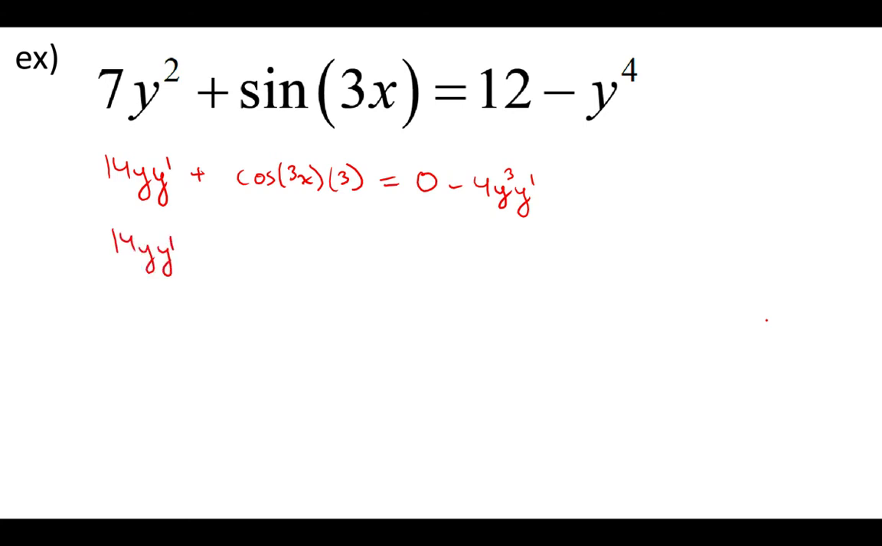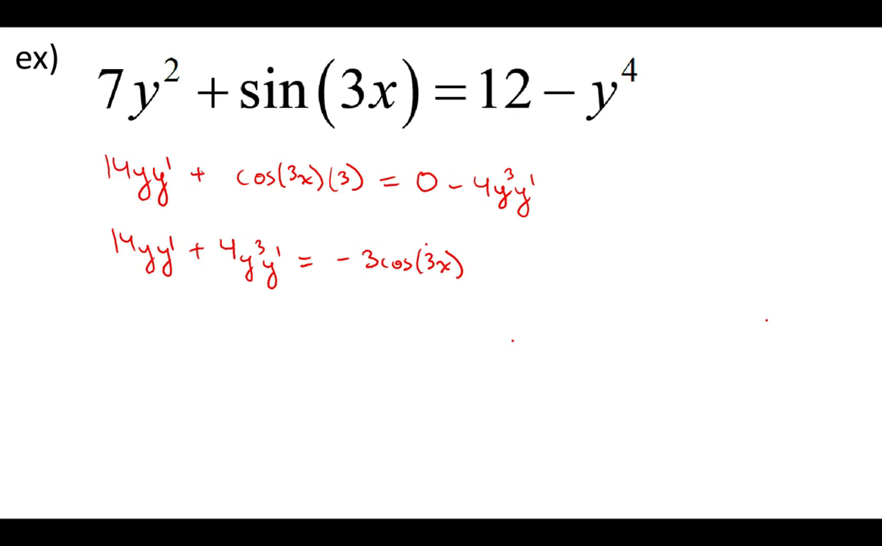I'm going to move my other y prime over, so I'm going to add over that plus 4y cubed y prime equals, and then I'm going to subtract over that cosine of 3x times 3. So that's going to become a negative 3 cosine 3x onto the other side. So I've just reordered stuff, switched them sides using the inverse operations.